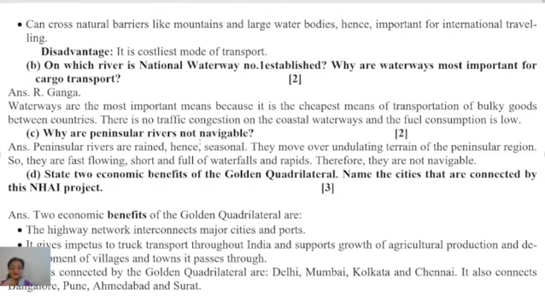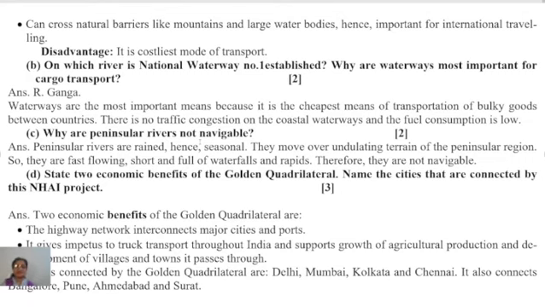To get faster development, what has been done? This connects several important cities, the metropolitans, and the ports, and several small towns also, so that development can be much faster, right? Moreover, it gives impetus to truck transport throughout India, and it supports growth of agricultural production and development of villages and the towns through which these roads pass.